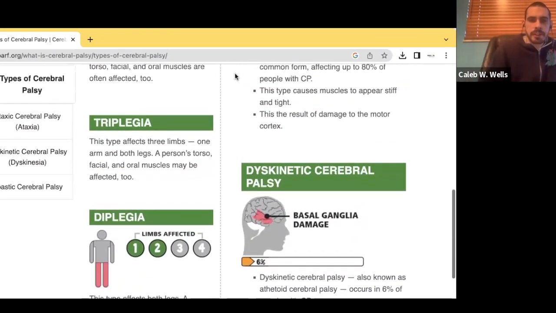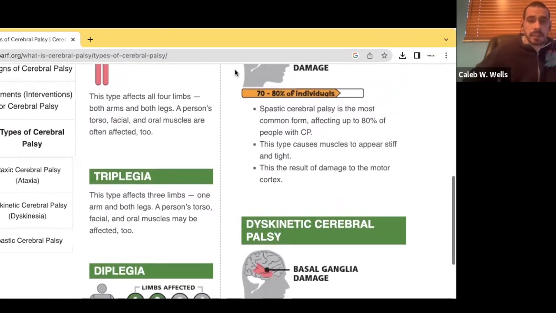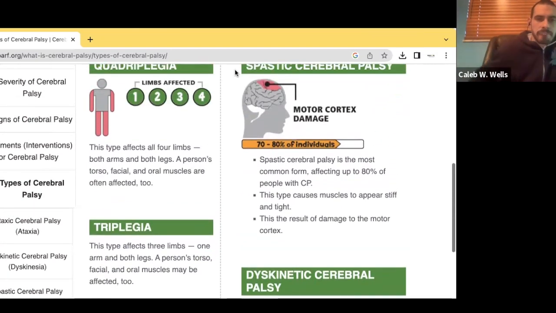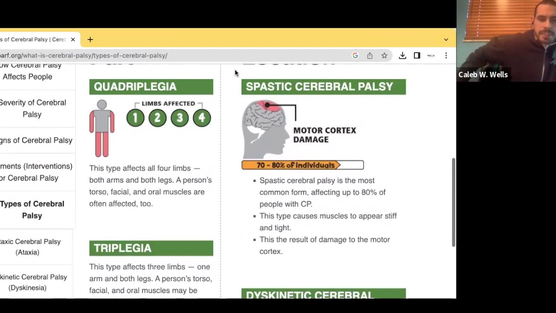There are 3 different types of cerebral palsy based on where the damage is in the brain, because cerebral palsy is a brain injury. So about 75% of people, as you can see on the screen, 70 to 80% of people, are diagnosed with spastic cerebral palsy, which is where the muscles appear tight and can affect motor skills because of the damage to the cerebral cortex, which is on the top of the brain, as you can see there.